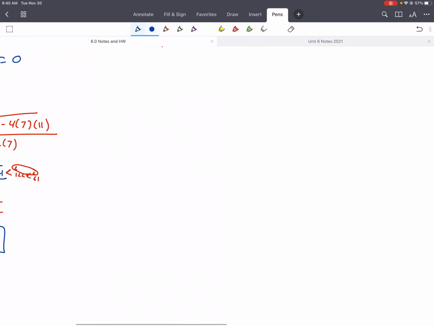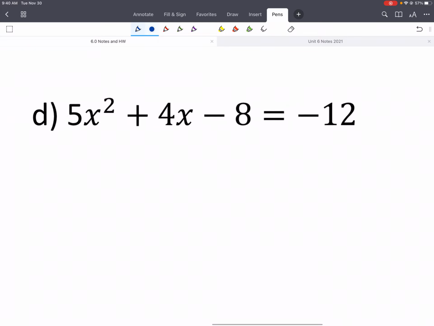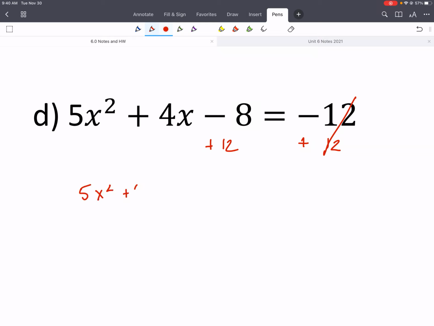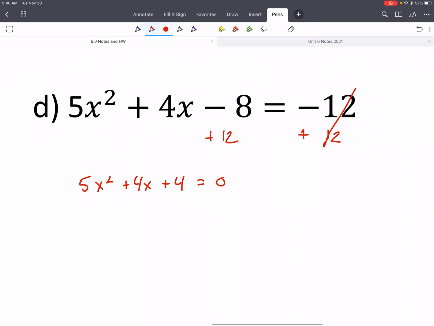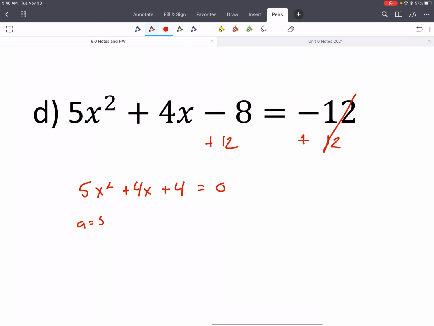Okay, all right, hopefully you give this one a try. Pause and give that a try. So plus 12. So we get 5x squared plus 4x plus 4 equals 0. So A is 5, B is 4, C is 4.